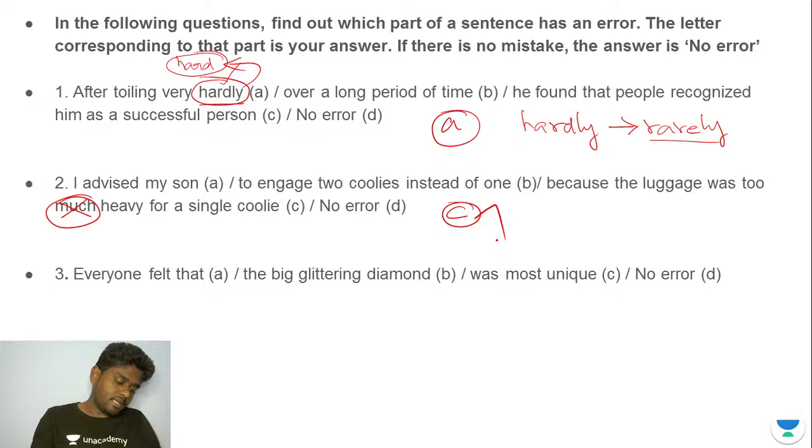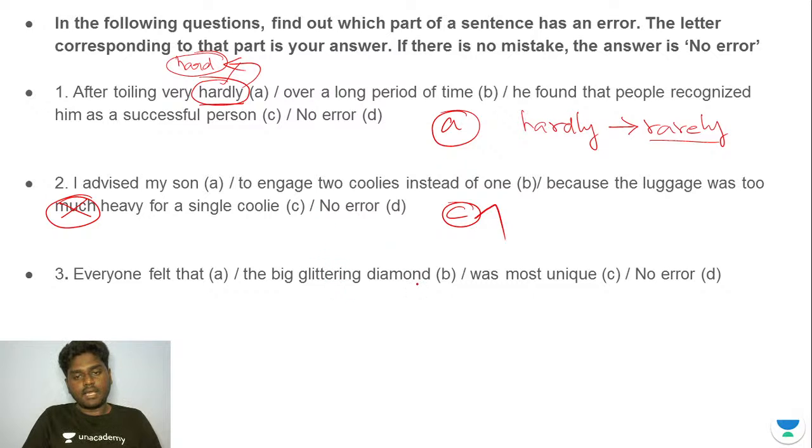You need to remove the term much. Okay. And the third one, go for the third one. What will be the error for that?